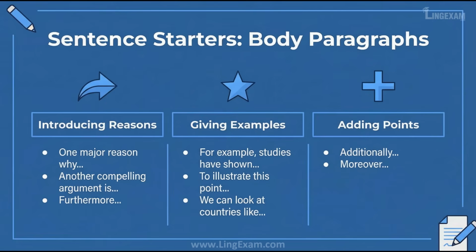When you're moving to your second body paragraph, you might write, "Another compelling argument is that public transport is more environmentally sustainable than private vehicles," or, "Furthermore, investing in buses and trains creates numerous employment opportunities."